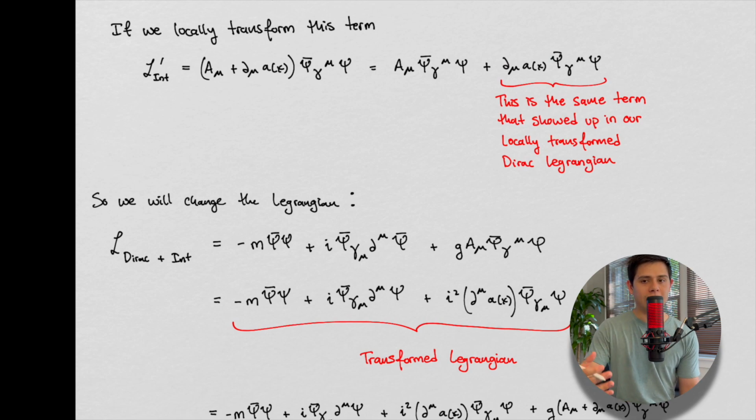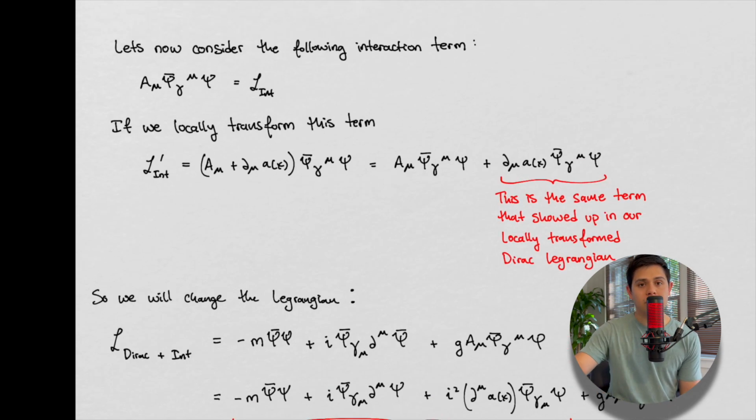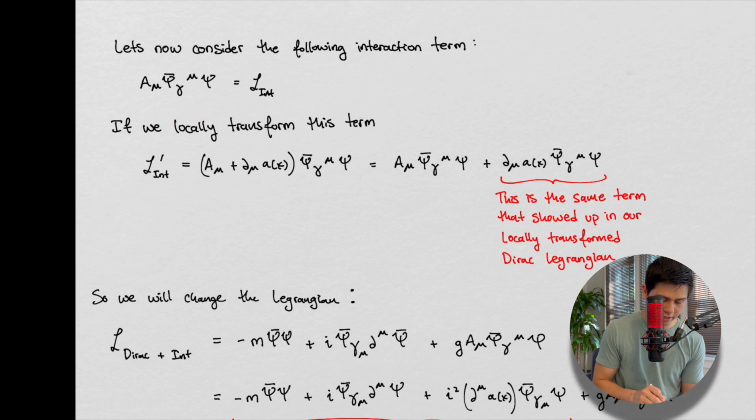Because again, we were looking at invariant quantities when we were building these Lagrangians. So now we want to consider this term right here. We're going to add this term to our Lagrangian. But before we do that, let's take a look. If we locally transform this interaction Lagrangian, what we get is something that looks like this, okay?